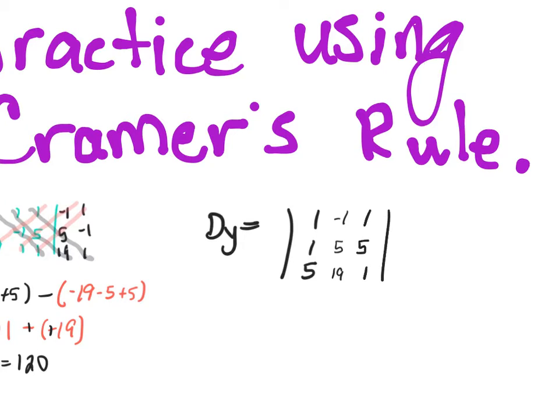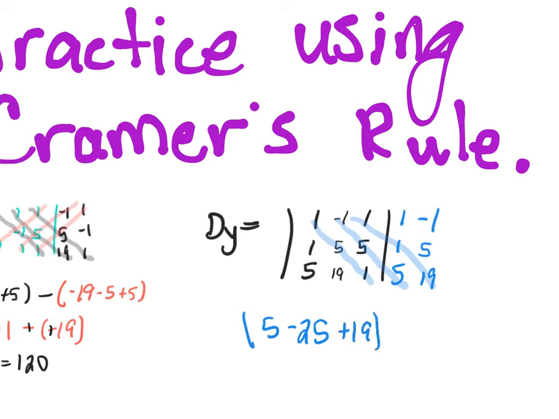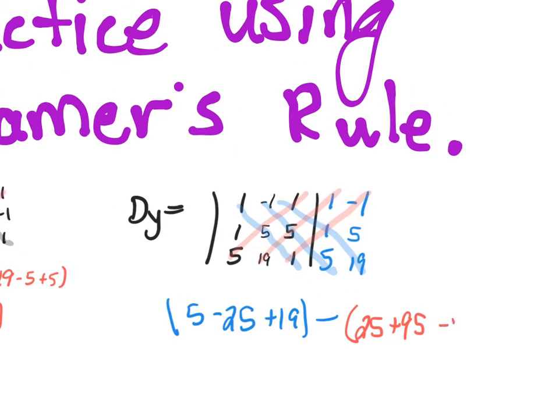Now again, we go through the whole process. We're going to recopy the first two columns. So 1, 1, 5, negative 1, 5, 19. We're going to find our majors and our minors and subtract. So we're here. We have 1 times 5 times 1 is 5. Negative 1 times 5 times 5 is negative 25. And 1 times 1 times 19 is positive 19. Minus, when we go to find our minors, we have 5 times 5 times 1 is 25. 19 times 5 times 1 is 95. And then 1 times 1 times negative 1 is negative 1.